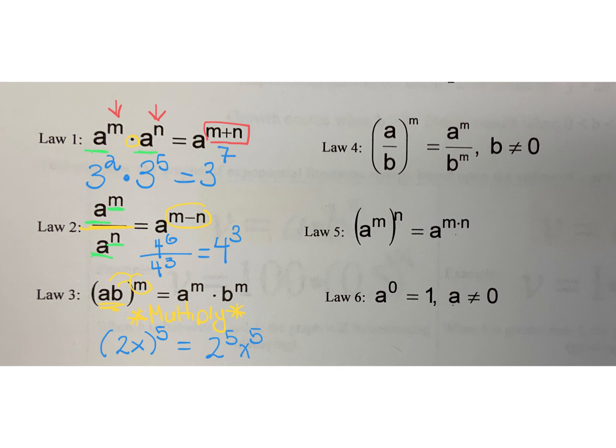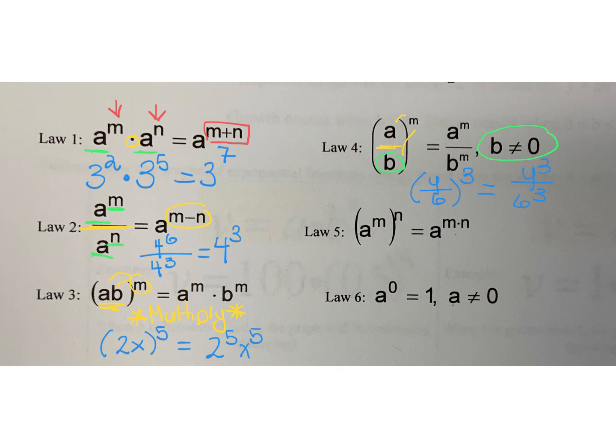The next one, same idea as law number 3, except for now we're dividing them, but the top and the bottom have to get that power. So if I had, I don't know, y over 6 to the third, that would equal y to the third over 6 to the third. Little note, b cannot be 0. The thing in the denominator right here cannot be 0 because we can never divide by 0.